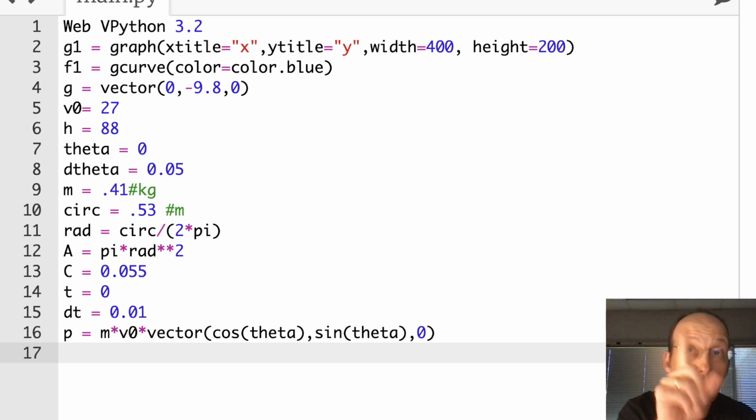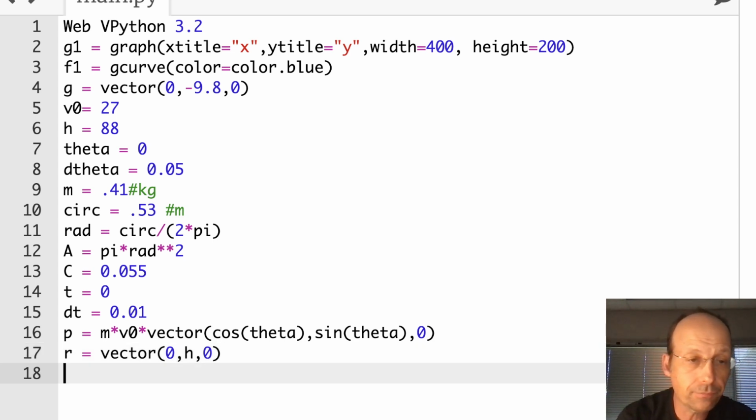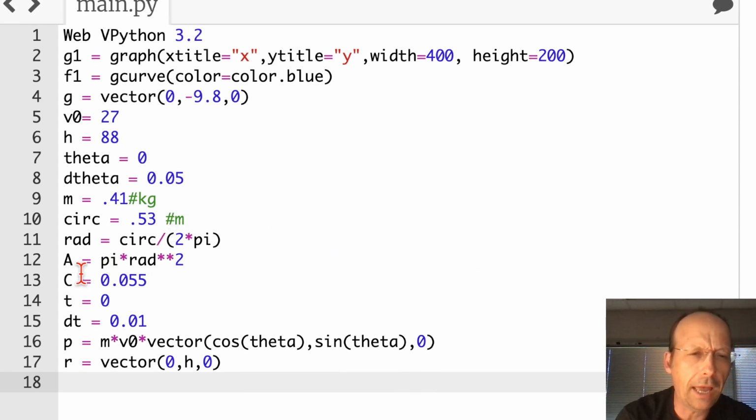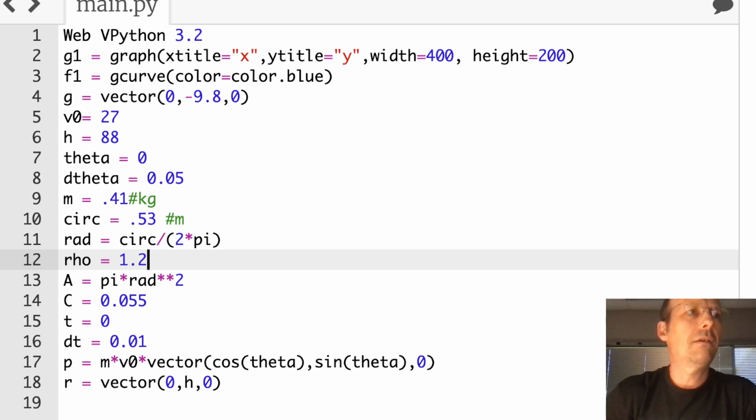Now for the position, I'm going to call that r. R equals vector 0, h, 0. So it's going to start 0 in the x direction, h in the y direction, 0 in the z direction. I think I'm ready. No, did I put rho? I didn't put rho. A, C. Okay, rho equals 1.2. That's the density of air. How did I not put that in there? It's weird. Rho, A, C. I got it.